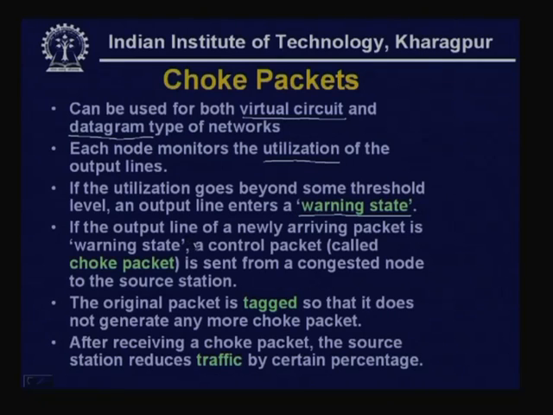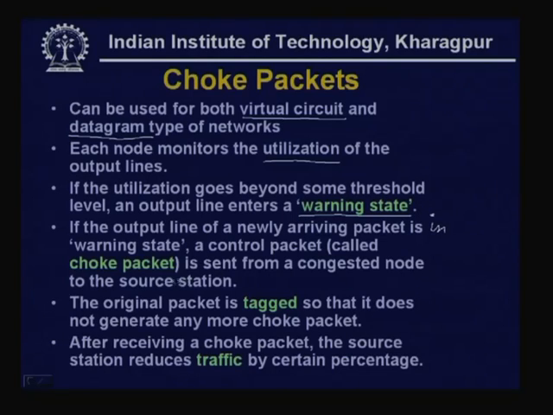If the output line of a newly arriving packet is in warning state, a control packet called a choke packet is sent from the congested node to the source stations. That means, the congested node to which a link is connected and which has reached a warning state sends a choke packet towards the source node. The original packet is tagged so that it does not generate any more choke packets.